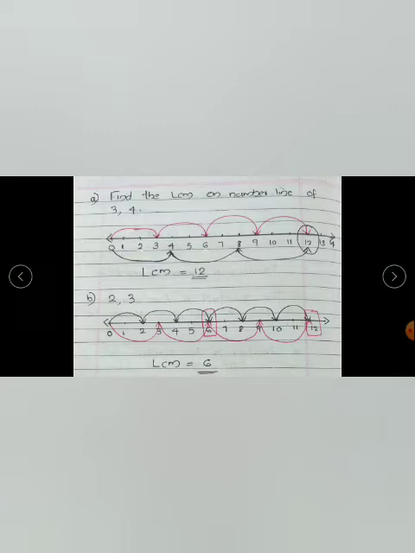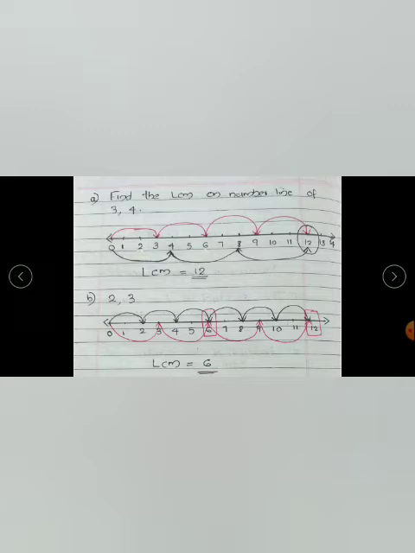Downward I am marking the table of 3. That is from 0 to 3. Then adding again 3, 6. Then 9 and 12. That is how we mark the table of 3. So where are they coinciding? They coincide at 6 and 12, isn't it? Coinciding means meeting together, isn't it?